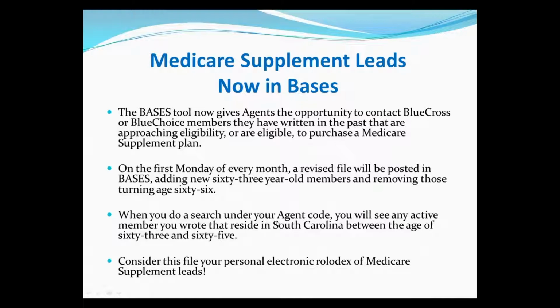When you do a search under your agent code, you will see any active member you wrote that resides in South Carolina between the age of 63 and 65. This comes from all books of business. It will come from your group business. It will come from your individual business. It will come to let you know that you have a member approaching Medicare age.